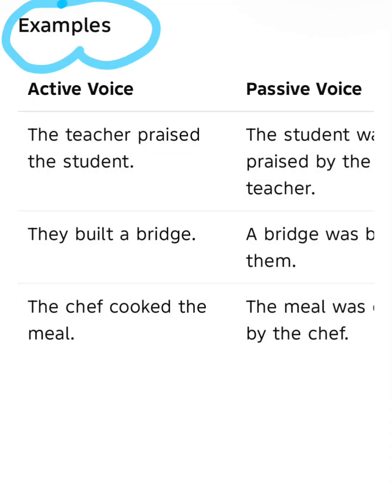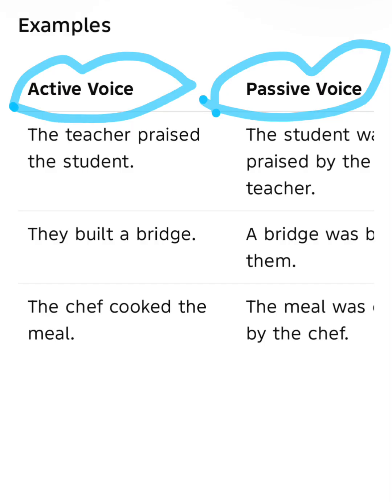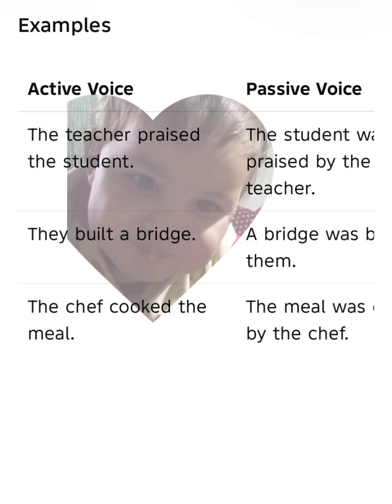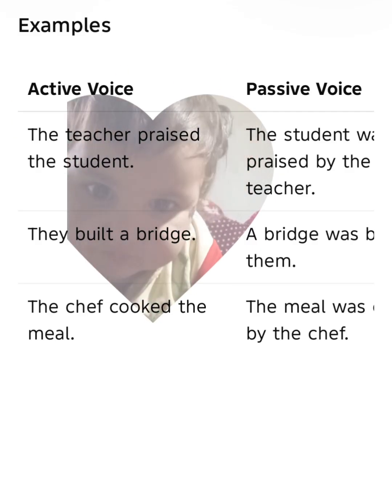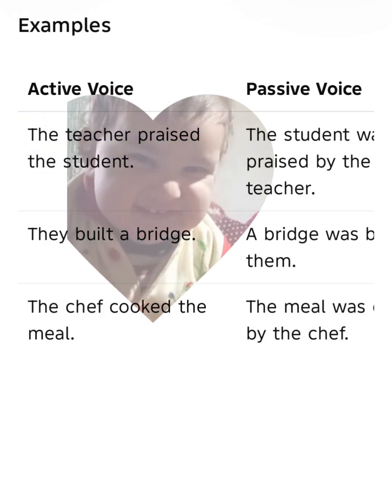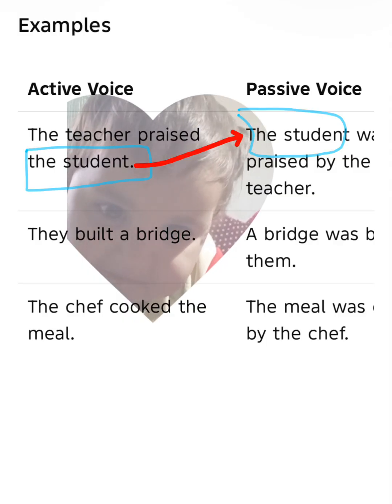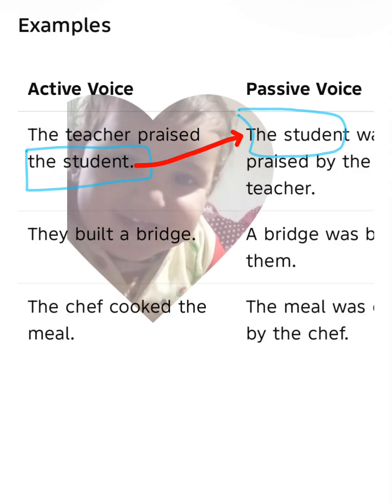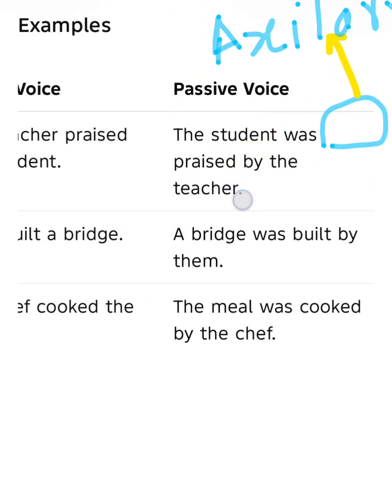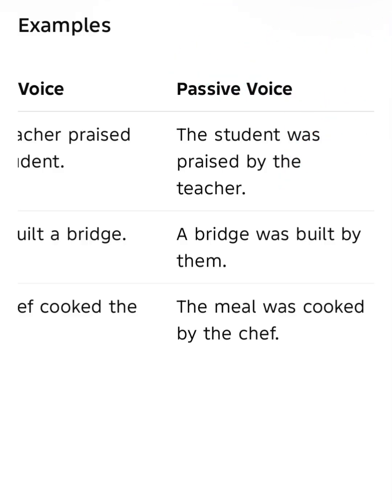So here I will discuss some examples of active voice and passive voice. Active voice: the teacher praised the student. This sentence is in past indefinite. You already saw that the object is converted into the subject. So here the object is the student. I will use the student, then the auxiliary verb. The student is singular, so I am using was. Then the main verb praised, then by and then the subject, the teacher. The student was praised by the teacher.